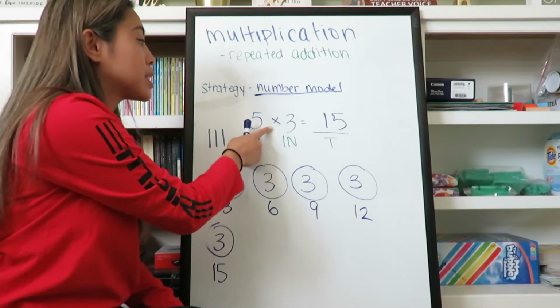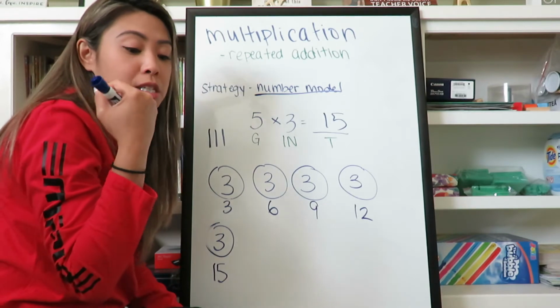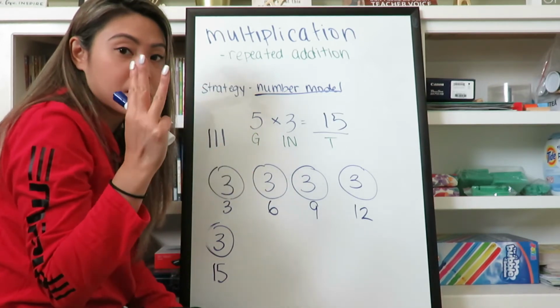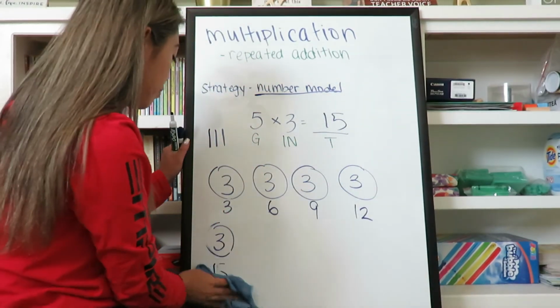So there's a 5. I'm going to skip count 3 times. So let's do it with our fingers, skip counting by 5s. 5, 10, 15. There we go. And then you get your total right there. Okay.